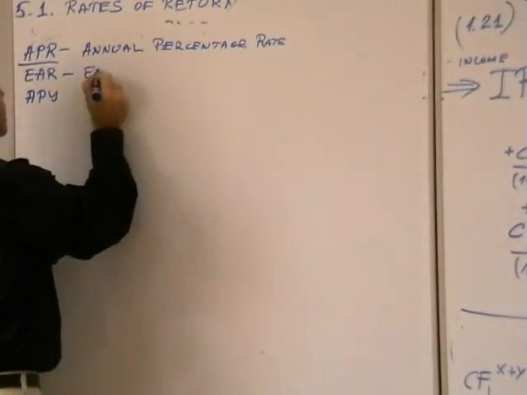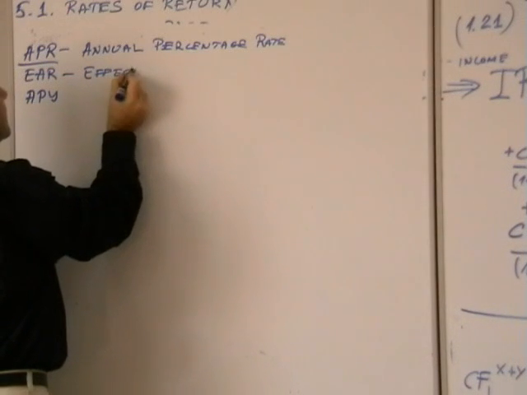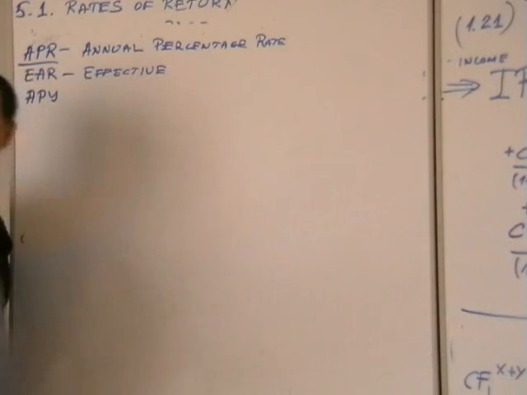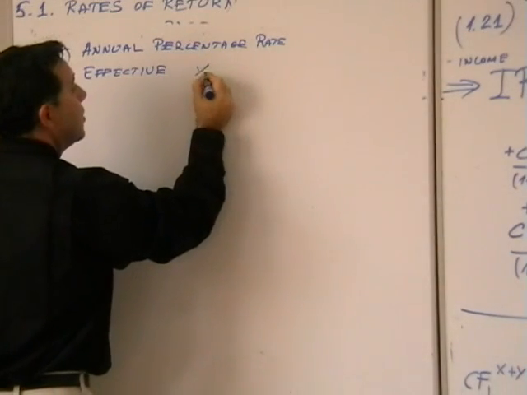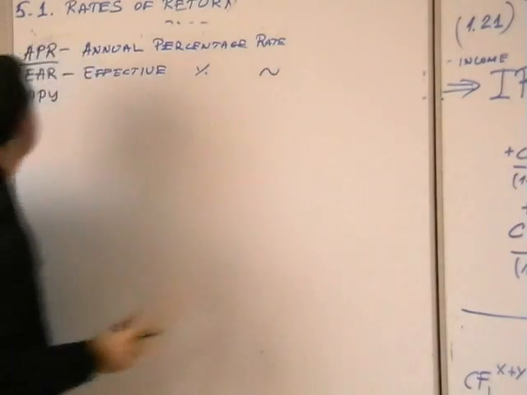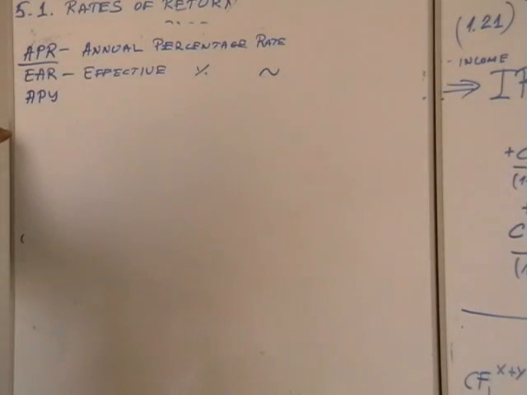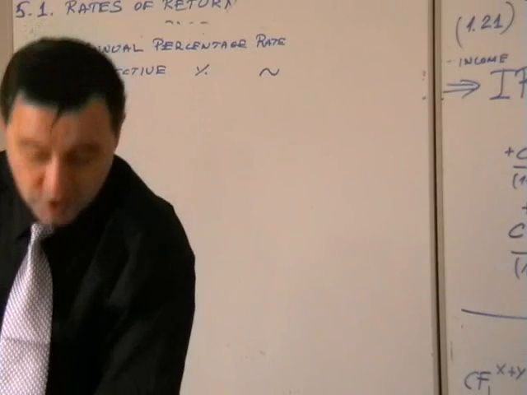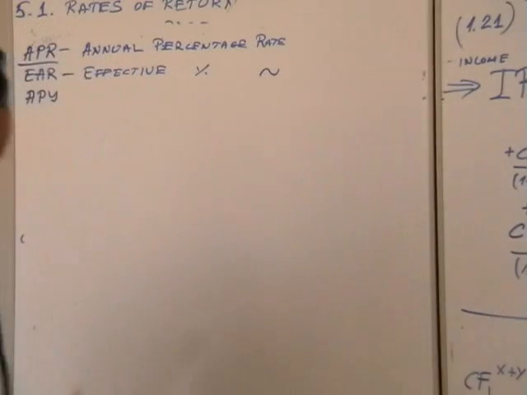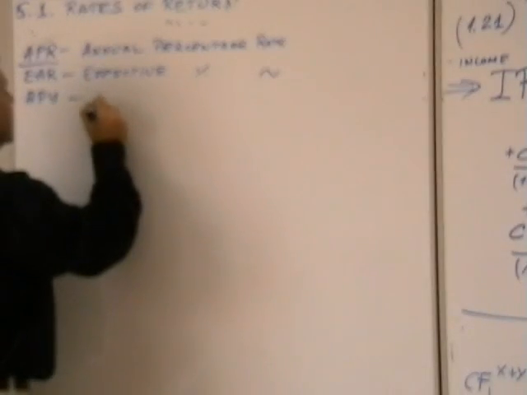Effective. Have you done this the previous semester? Yes. The effective percentage rate, and APY is, well, what's the textbook saying? Page 131. Annual percentage yield.